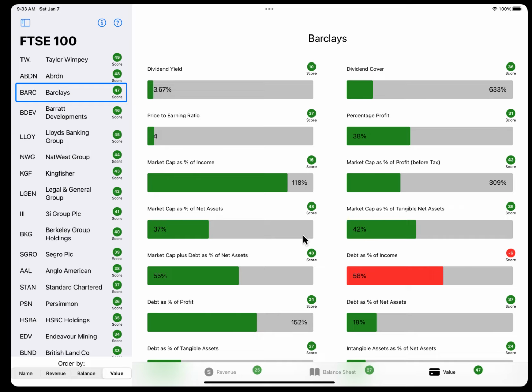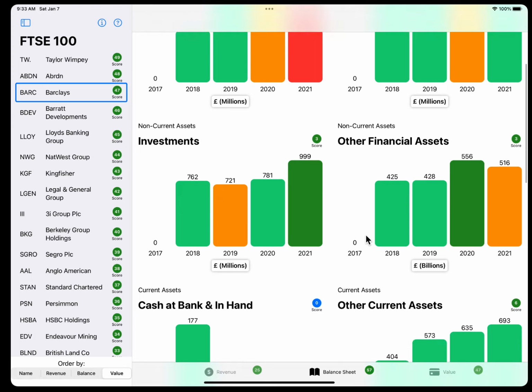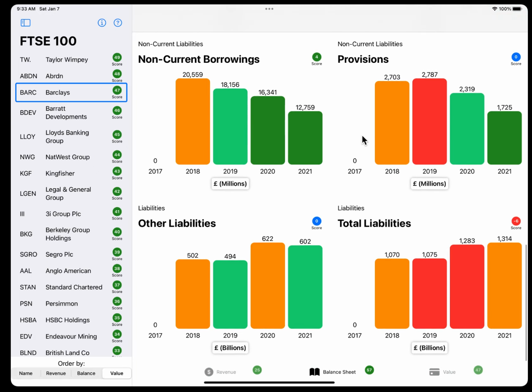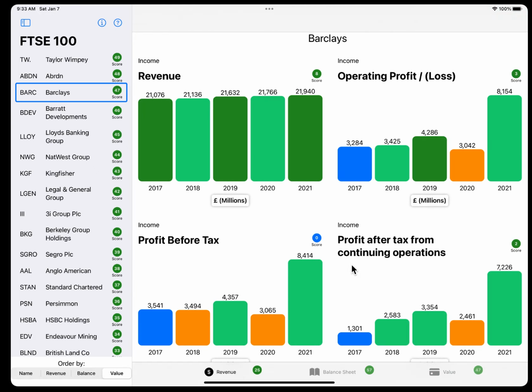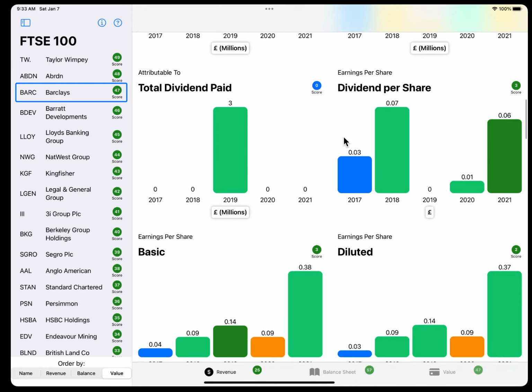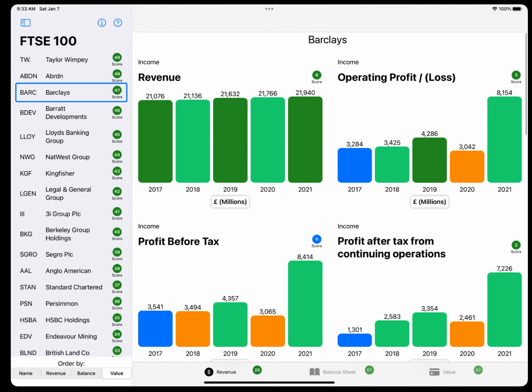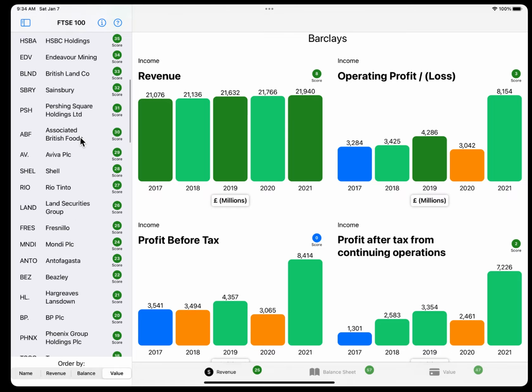But lots of this other stuff is very good. So it's got a good dividend yield, good price to earnings ratio, excellent dividend cover. It can cover its dividend by 600%. So all of this is showing good value. If we hop to their balance sheet, okay, pretty good. Lots of green, not bad at all. Revenue, yeah, pretty good. So as far as the value goes, it looks like a good bet.